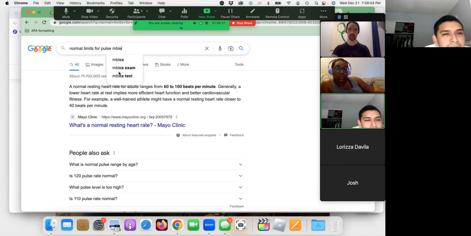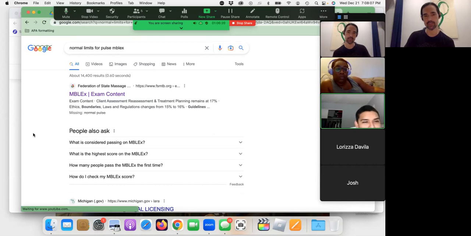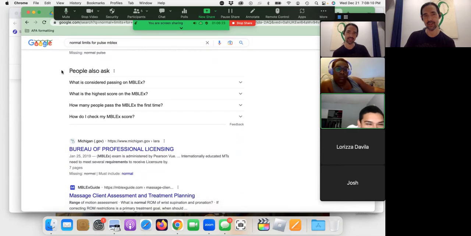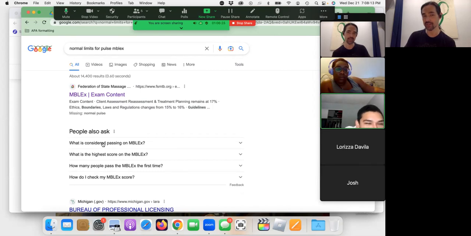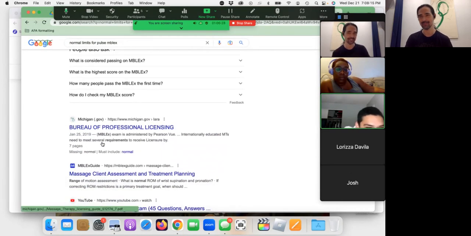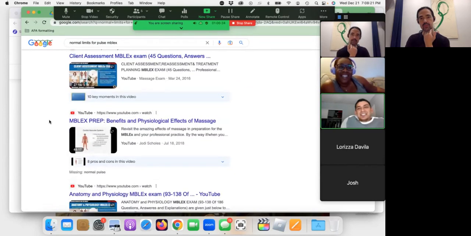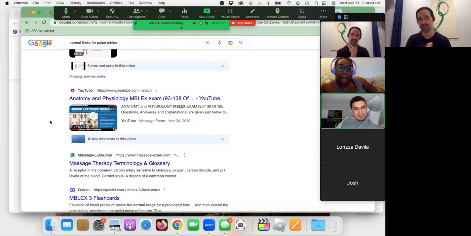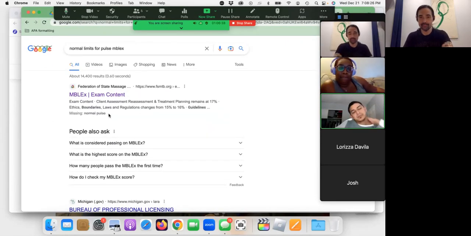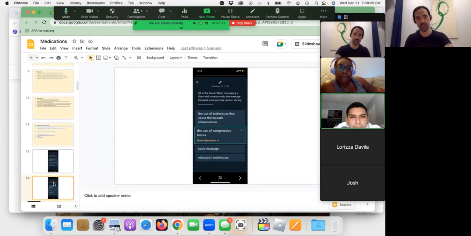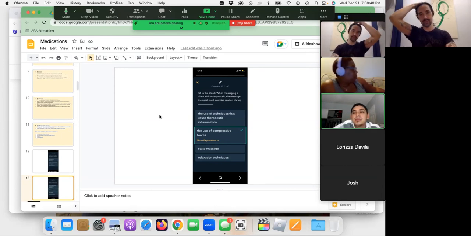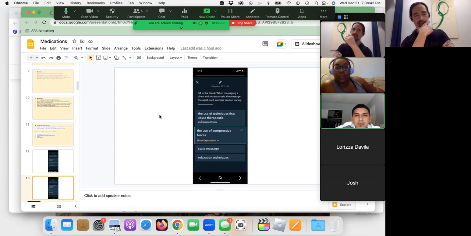Okay. Let's see. What's the MBLEx? Let's see. Normal limits for pulse MBLEx. What's considered passing? That's like the first thing that comes up for the MBLEx, no matter what you put in. Okay, so between 60 and 100 beats per minute. I've never seen anyone who has a pulse that high as their resting heart rate. I've seen 80 or between 80 and 85, but 90, I don't think I've ever actually seen that.